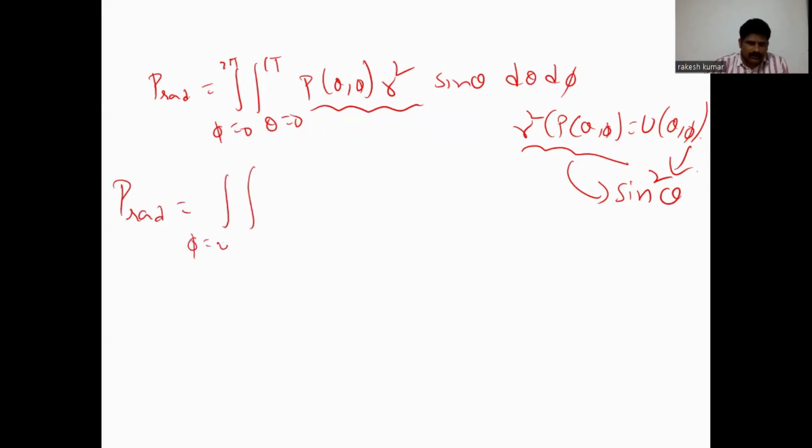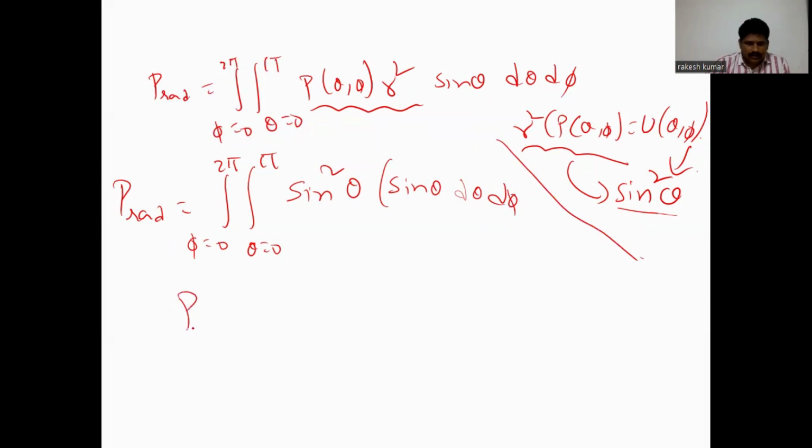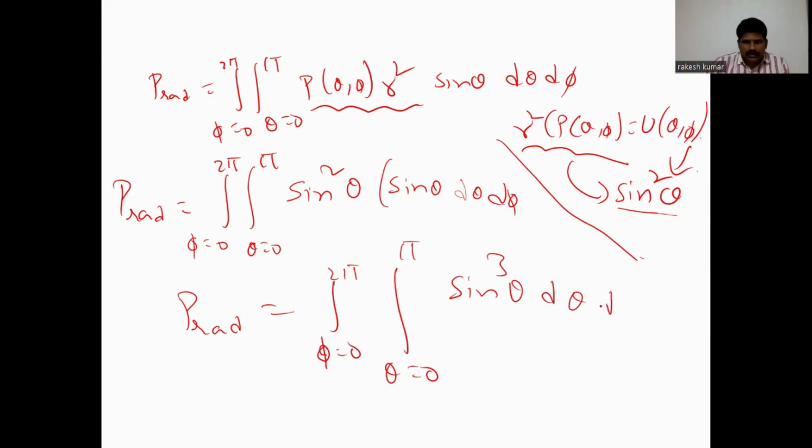Therefore P radiated is equal to the double integral, phi ranging from 0 to 2 pi, theta ranging from 0 to pi. In place of P of theta comma phi into R square, I can replace U of theta comma phi. What is the value of U? They have given in the problem sin square theta. So sin square theta into sin theta d theta d phi. Therefore P radiated is equal to the integral of phi from 0 to 2 pi, theta from 0 to pi, of sin cube theta d theta d phi.